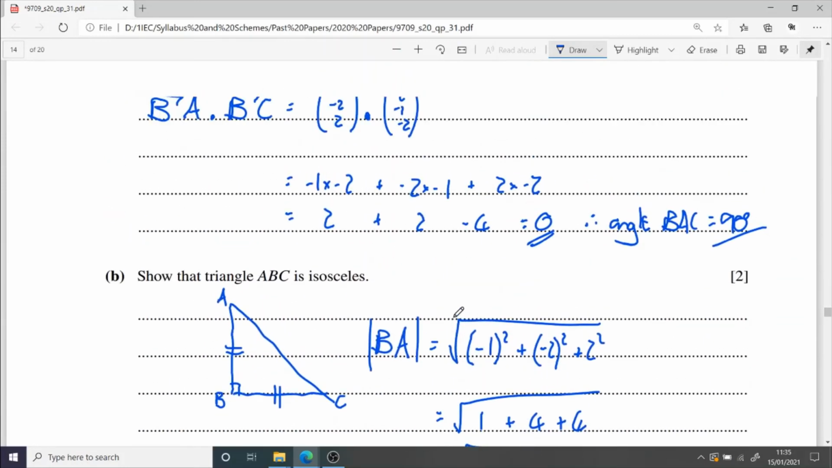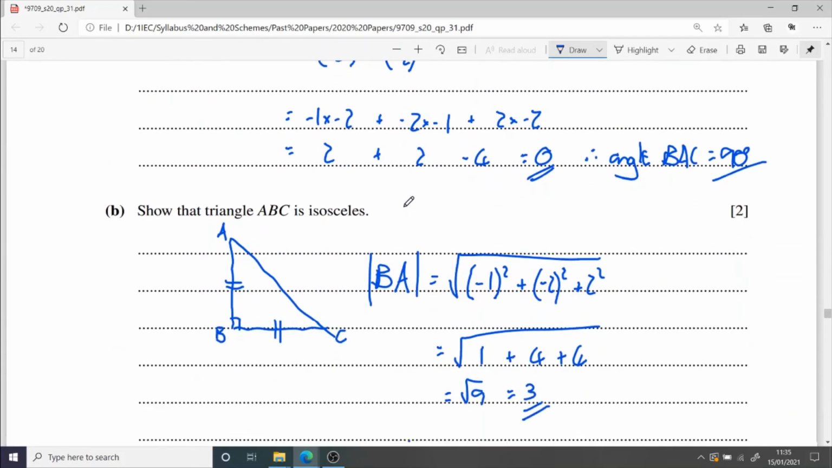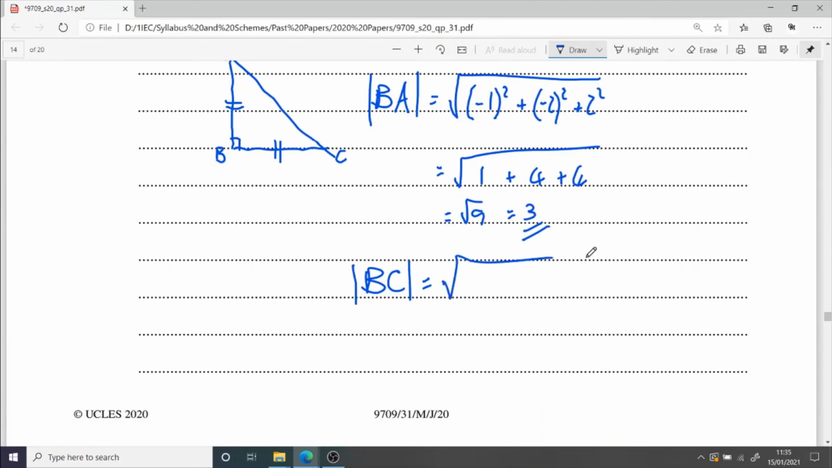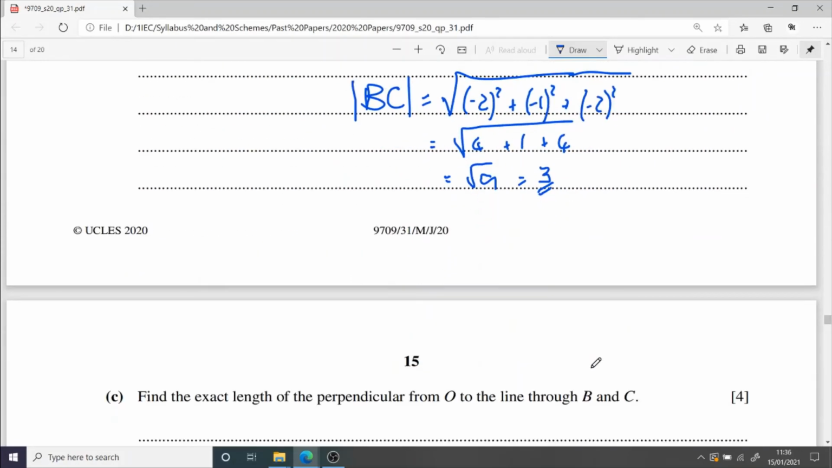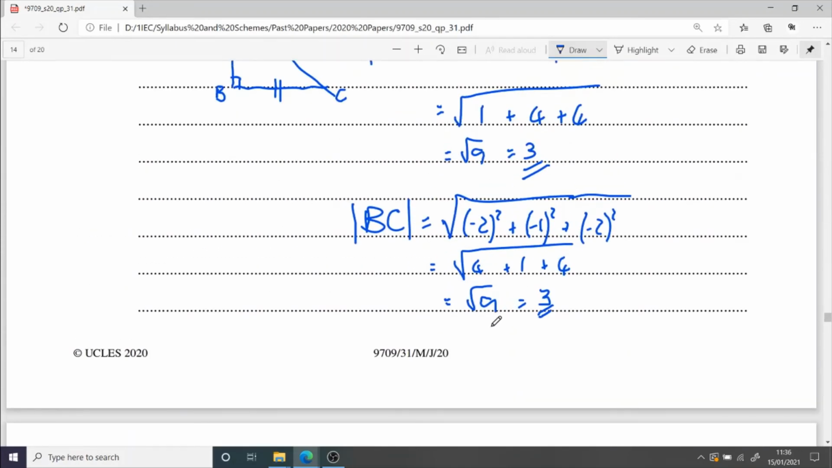And then we're going to do the same thing for our vector BC. So let's just check. BC is -2, -1, -2. So -2 squared plus -1 squared plus -2 squared. So 4 plus 1 plus 4, which is the square root of 9, which is 3. Let's try and fit in a little sentence here. BA equals BC, therefore triangle is isosceles.